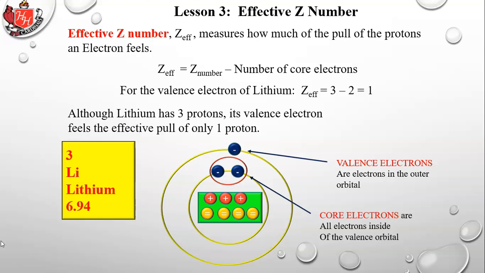So it's almost as though those 2 core electrons are canceling out 2 of the protons, and so what that outside electron effectively feels is just 1 proton pulling on it. Therefore, it's not being held as tightly to the atom as you might think. If you think that it has 3 protons, it effectively only has 1 proton that's holding it to the atom.